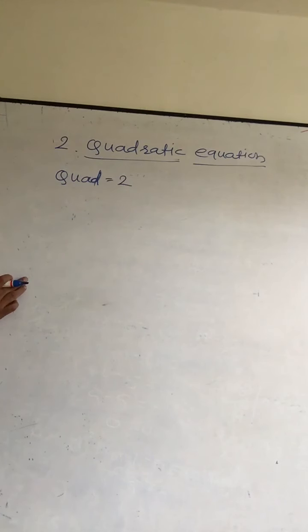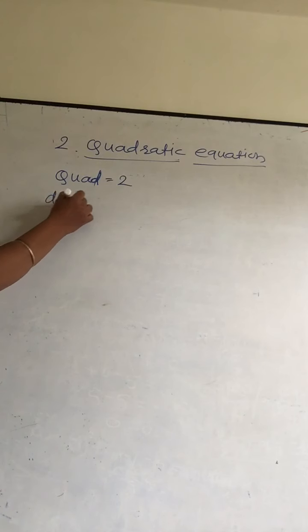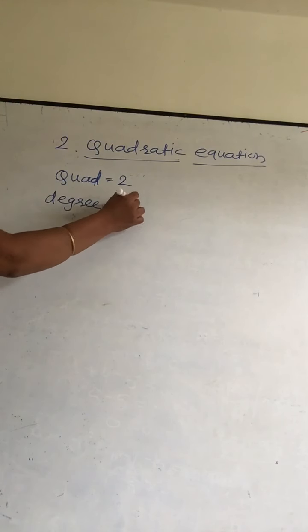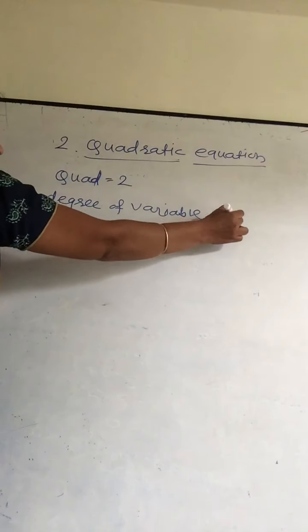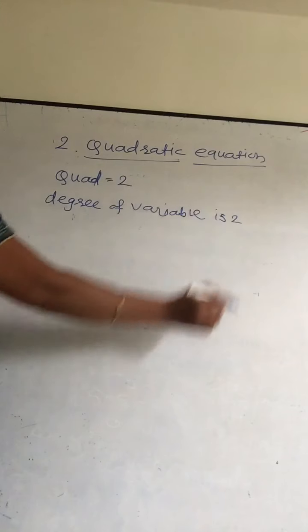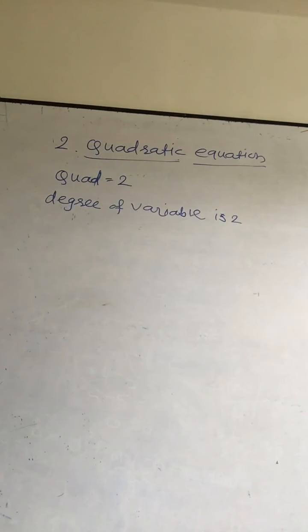Cord means 2. So quadratic equation, what is meant by quadratic equation? The equation in which the degree of variable is 2. Degree of variable is 2. That means quad. In equation, the degree of variable is only and one and only 2. Then it is called the quadratic equation.